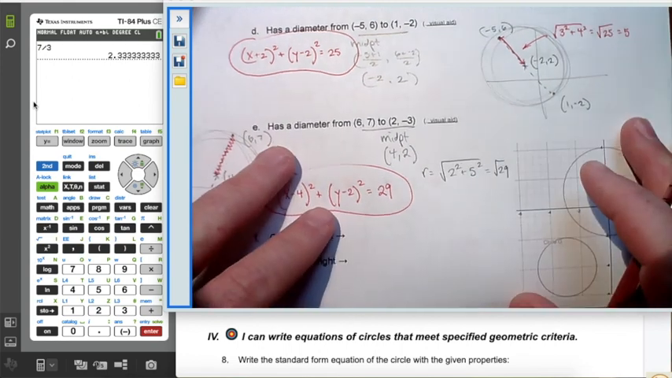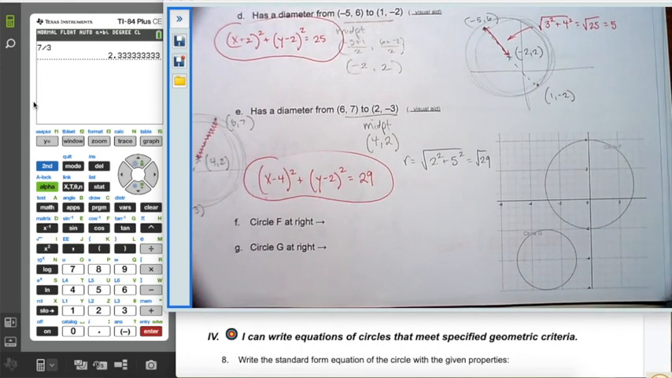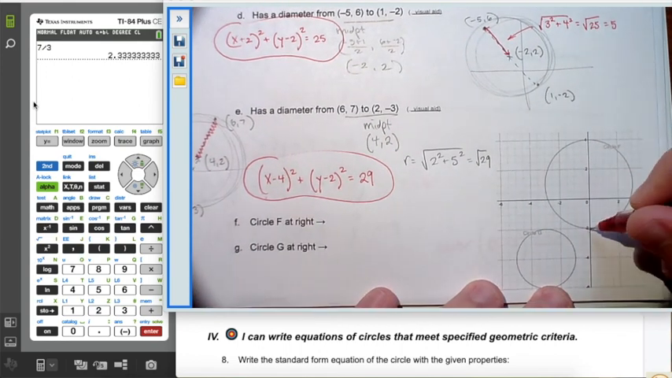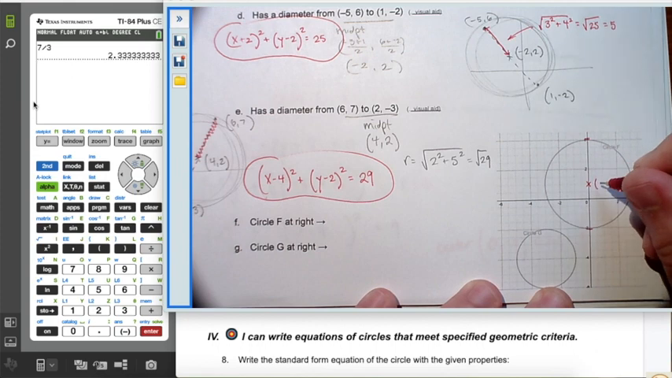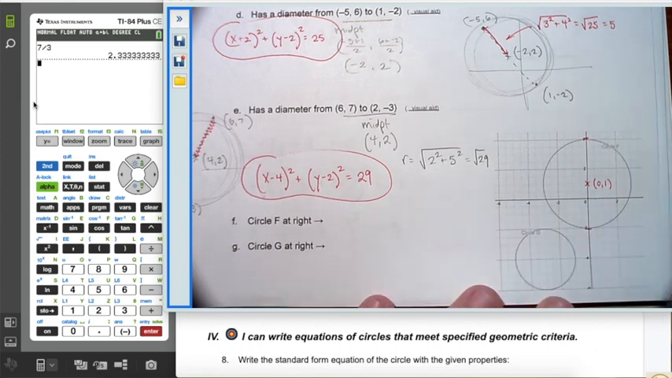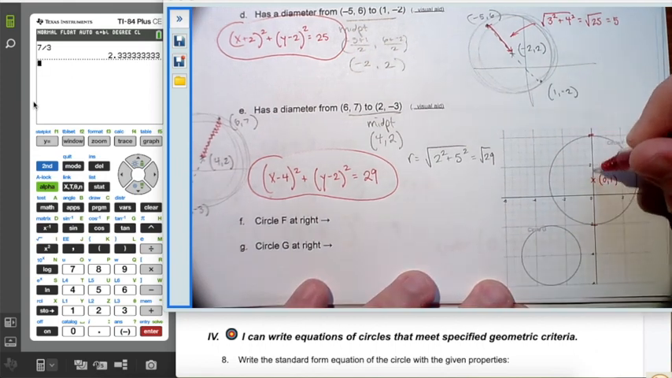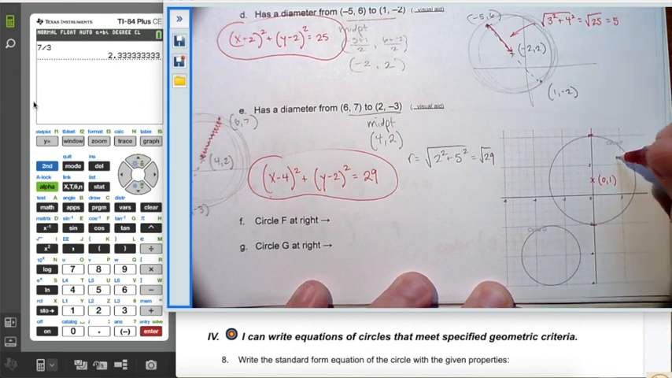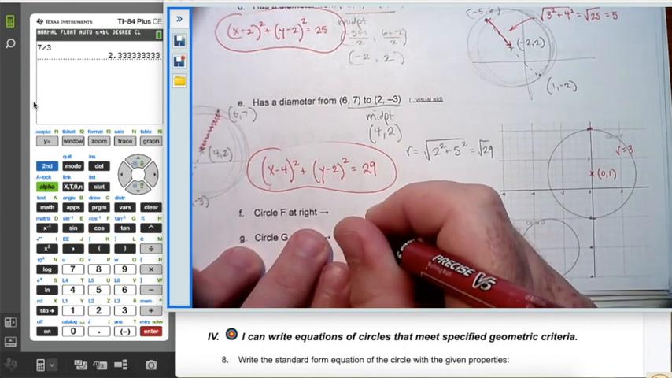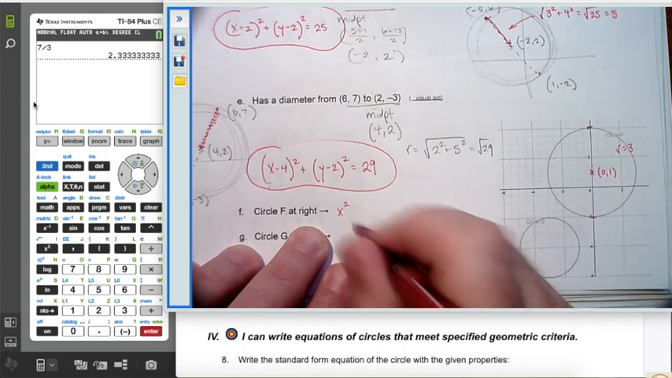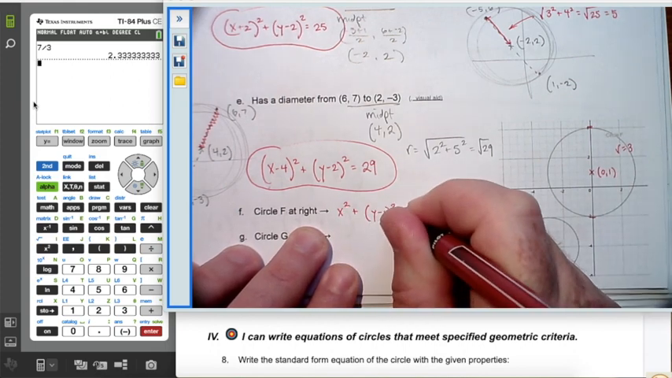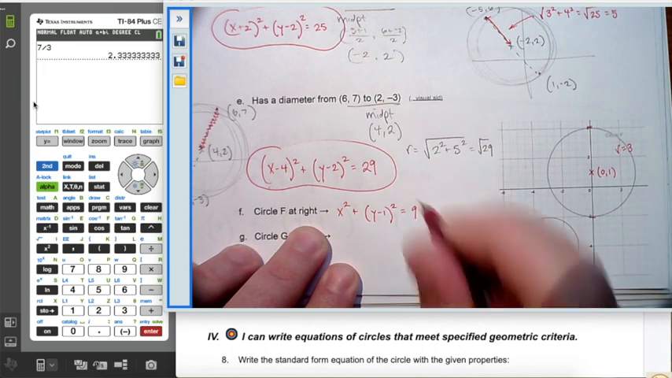For F and G, these are my favorite because you can just visually, by inspection, tell what the center and radius are. Looks like the bottom is at -2, the top is at 4. It's all on the y-axis, so it looks like the center is at 0, 1, and the radius would be 3. So I'm just going to plug the center and radius into that standard form. X minus nothing squared, y minus 1 squared, and that's going to equal the radius squared, so 9.